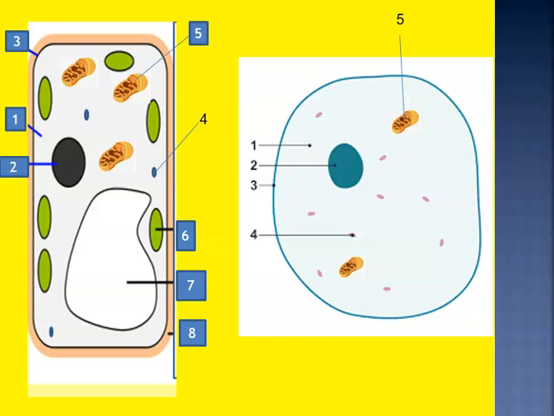This is a minimum expectation for biology, that you know the different parts of the plant and the animal cell and also the bacterial cell, which we will look at later in the screencast. Pause the screencast now.